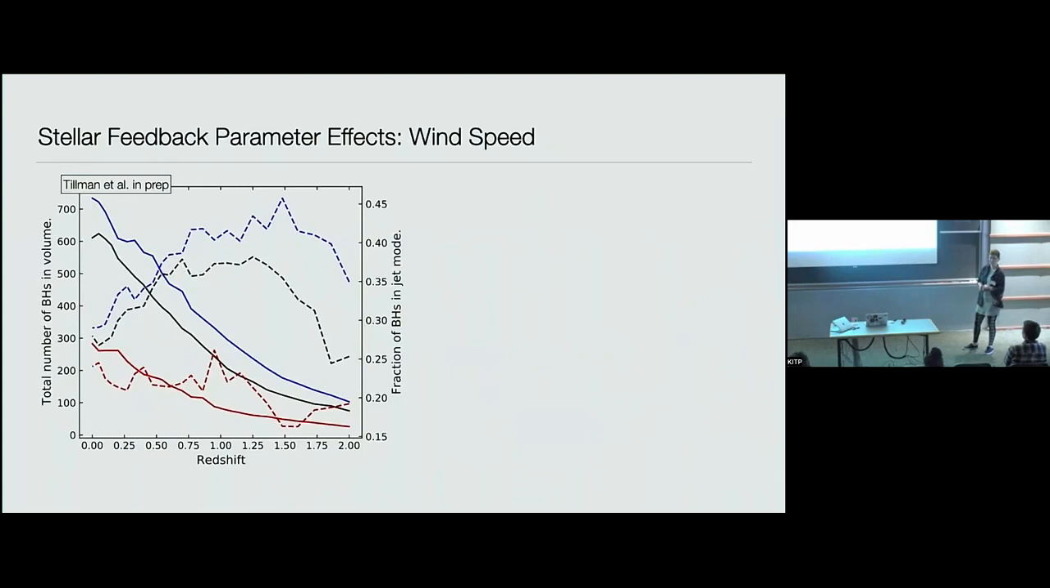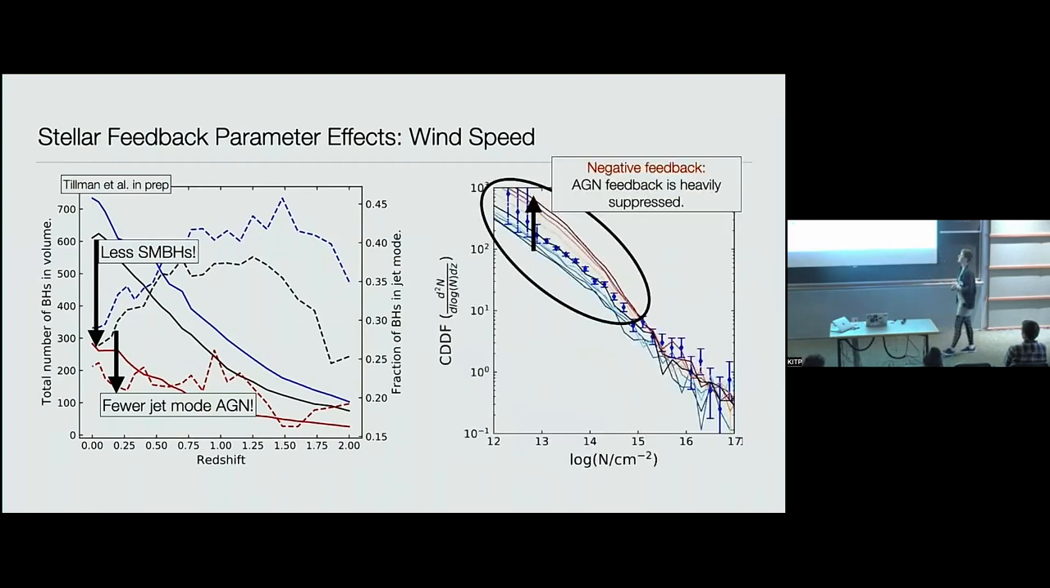For the wind speed, it's much more intuitive. There are fewer supermassive black holes as we increase the stellar wind speed, and there are fewer jet mode accreting supermassive black holes. This means that the higher the wind speed of the supernovae, the less AGN feedback is going to be able to affect the forest, which means that supermassive black hole growth is very, very suppressed.